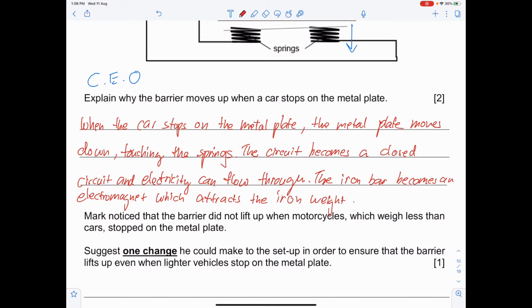So where are the key ideas? The key ideas are here. First thing, iron plate moves down. Second point, becomes a closed circuit. Third point, electricity can flow through. And the last one, becomes an electromagnet, which attracts the iron weight.